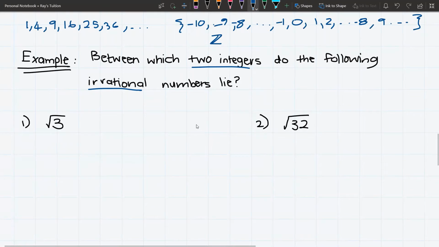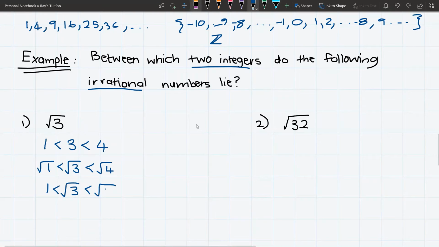Now we're going to look at 3. Where does 3 lie? 3 is greater than 1, but it is less than 4. So we identify the perfect squares on either side. Then we take the square root of everything: the square root of 1, the square root of 3, the square root of 4. Since 1 is a perfect square, the square root of 1 is 1, and the square root of 4 is 2. So there we have it: the square root of 3 lies between 1 and 2.